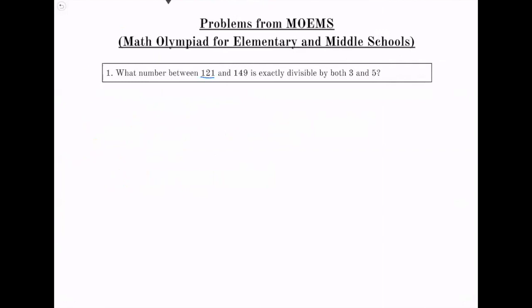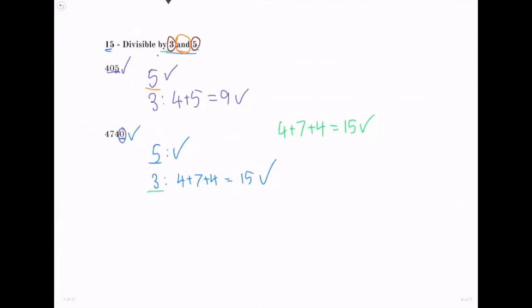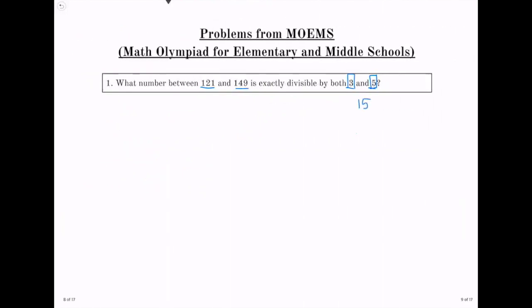Okay, now let's look at some problems. What number between 121 and 149 is exactly divisible by both 3 and 5? If it's exactly divisible by both 3 and 5, it also has to be divisible by 15, right? That was our trick just now. By 3 and 5, by 15.